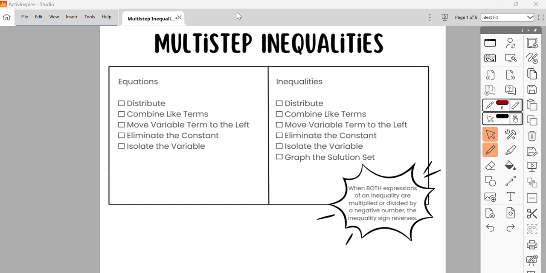There's something really important you need to remember, and that is that when both expressions of an inequality, that means everything on the left and everything on the right of that inequality symbol, are multiplied or divided by a negative number, the inequality sign reverses. The inequality sign flips. Okay?